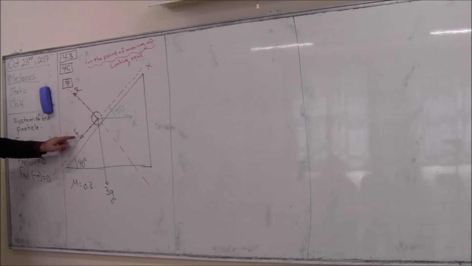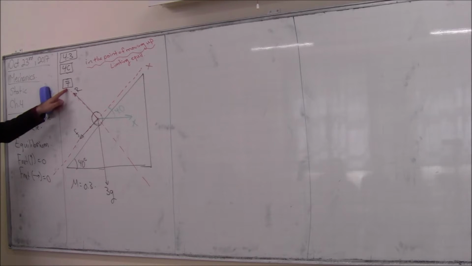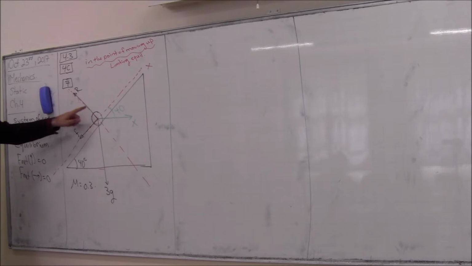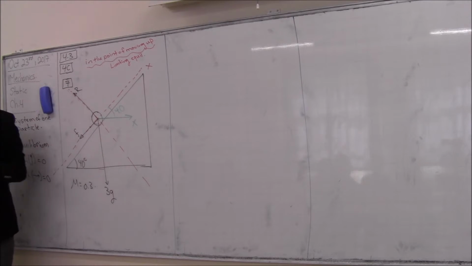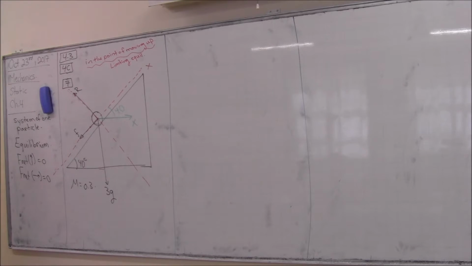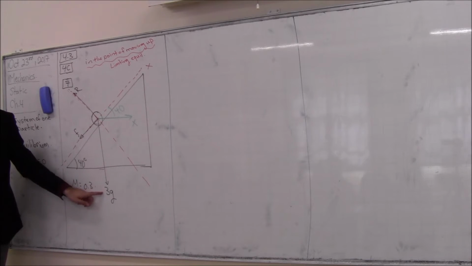Look here, please. Friction again lies along the x-axis. Normal lies along the y-axis. This force and this force should be resolved because they don't lie along the x-axis or y-axis. Clear? Any question? Sure?